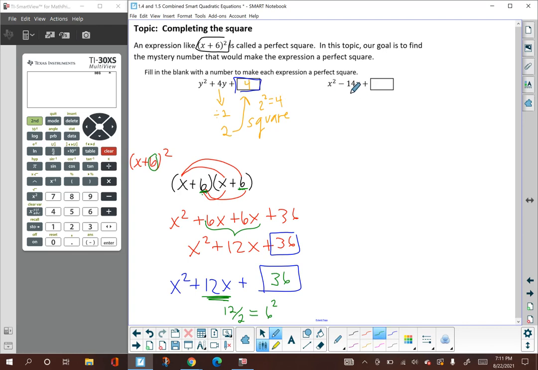So on this next example, I look at that middle coefficient and I think about half of that. So half of negative 14 is negative 7. And then I have to square to get my mystery number. And negative 7 squared is 49. So if we were to write these in factored form, which you don't have to do for your topic, but if we were, this would be x plus 2 squared, and this would be x minus 7 squared. And so that is the topic, completing the square.